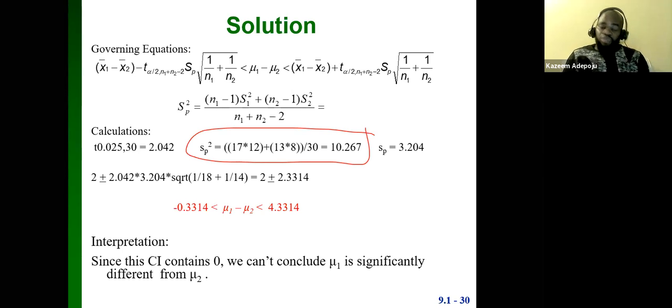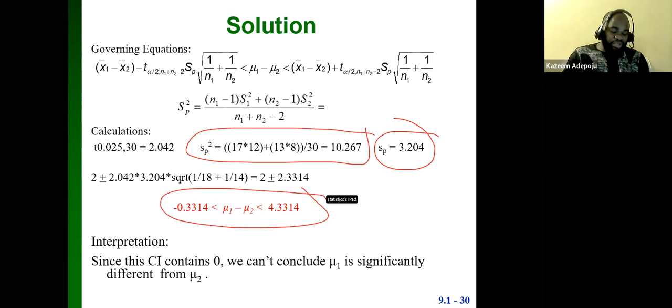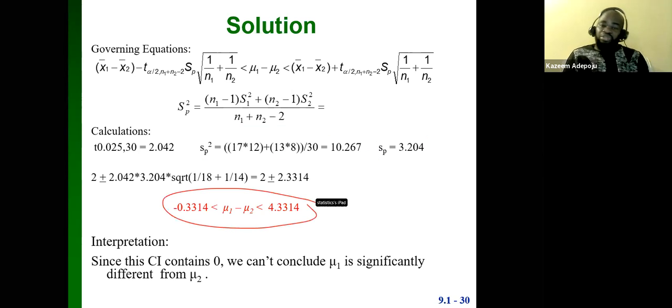Then you find the square root of that, and you have the pooled standard deviation. After getting the pooled standard deviation, you plug into the formula, and then you are done. Now take a look at what we have. The interval lies between a negative and a positive value, and that means the interval includes zero. If the interval includes zero, it means there's no significant difference between mu1 and mu2.